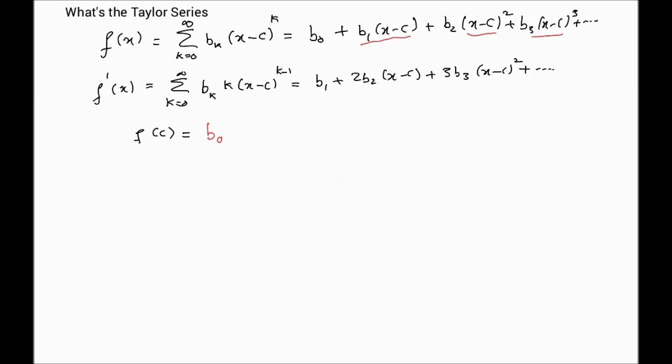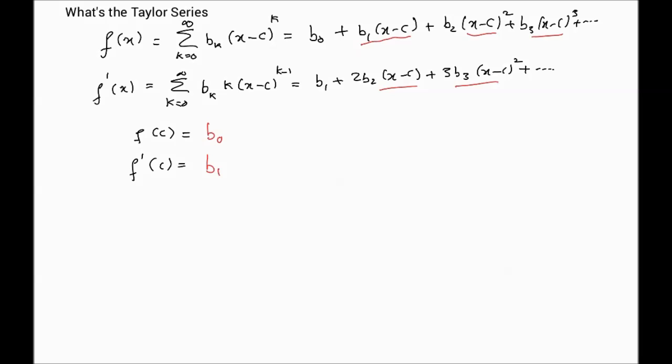So, fair enough. In the same way, if we now calculate what happens at f dash of c, well, let's have a look. In this case, this term and all terms onwards will become 0. The only non-zero term remaining would be, of course, b1. Seems to be a pattern emerging here.